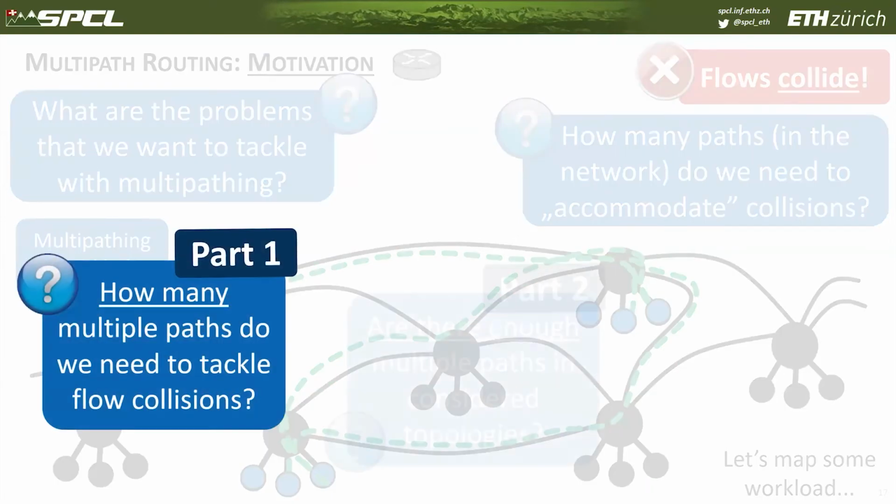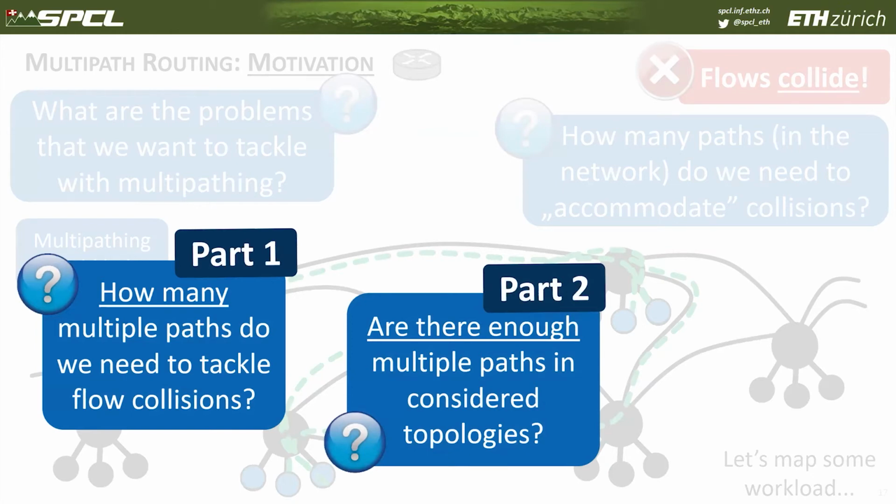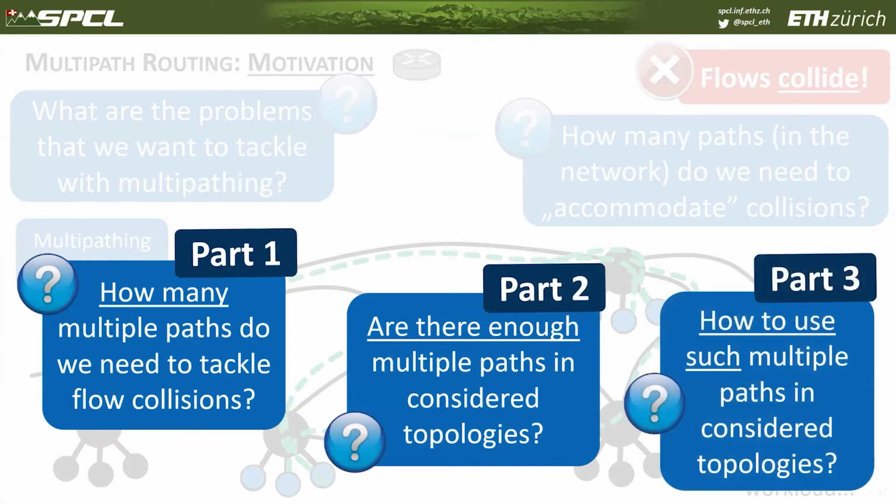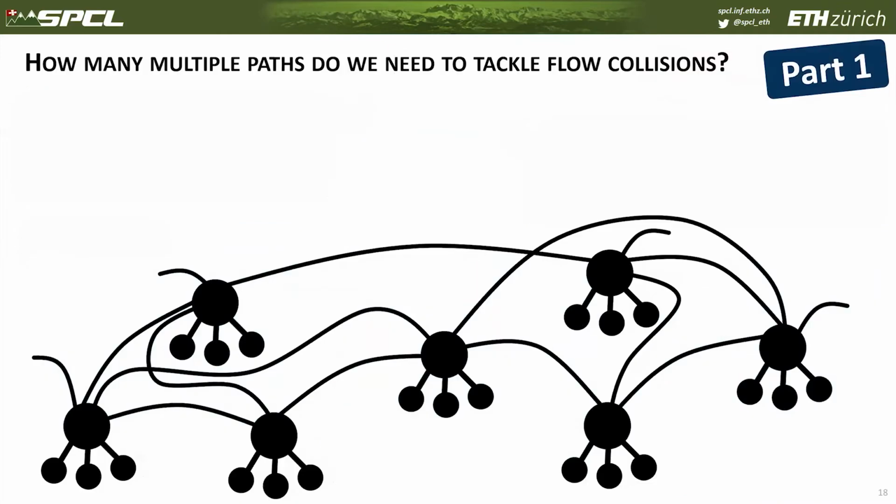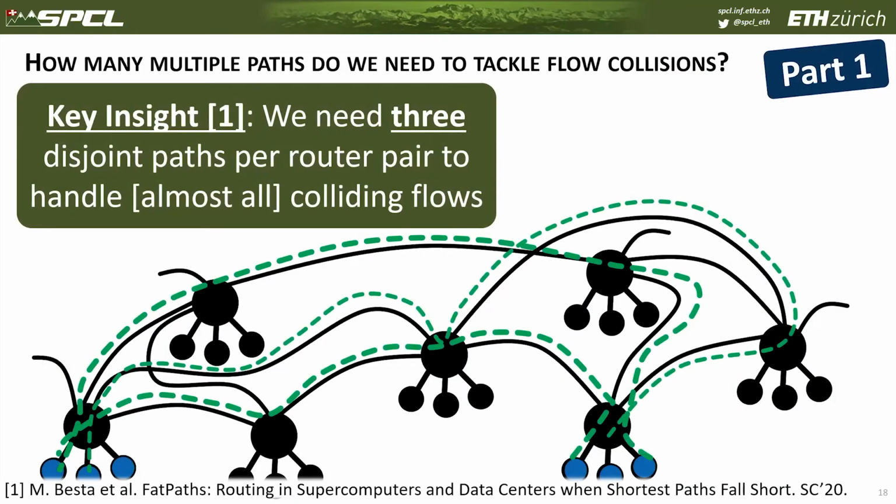In part 2, we asked: once we know this number, do we have enough of these multiple paths in SlimFly and these other topologies? And then how do we actually devise routing using these insights? That's what we worked on for quite a while. For the number of paths, I'm going to skip the details because it would take too much time; the details are in the paper. We did an analysis for different workloads, adversarial ones and also more gentle ones, trying to determine the number of fully disjoint alternative paths we need to accommodate the colliding flows in these workloads. And the answer is 3.